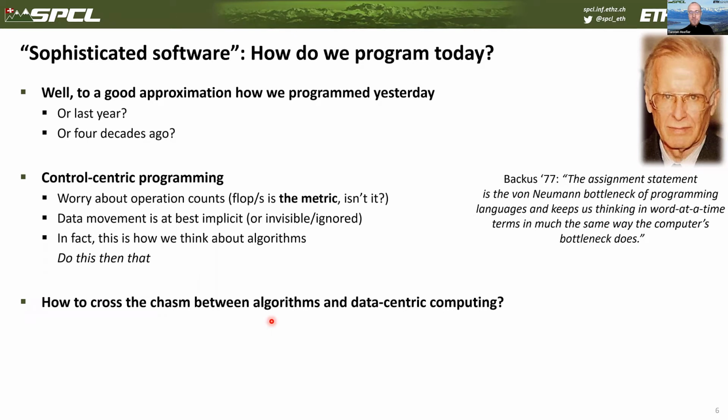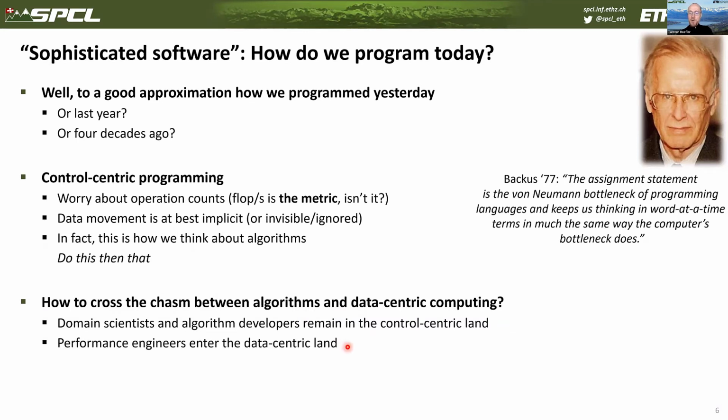So somehow we have to cross the chasm between algorithms and data-centric computing, because we think algorithmically as humans, but the computer fundamentally is limited by data movement. So we need to translate it into an efficient data movement scheme. So somehow we have to ensure that the domain scientists and the algorithm developers, I'm just saying this in other words again, remain in some control-centric land, because this is how humans think and design algorithms. But the performance engineers, people who get performance out of those codes, they can enter some data-centric land. So some view where you actually look at data computation, or data communication. And somehow what we think is that a good intermediate representation could connect the two.